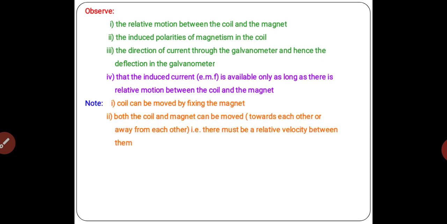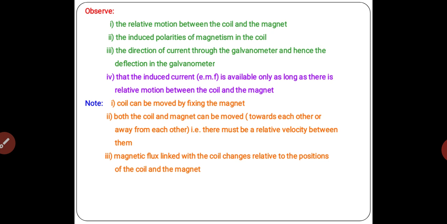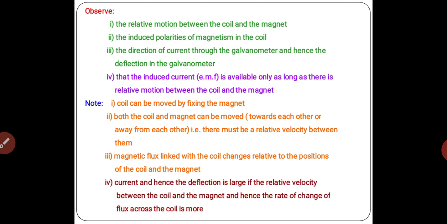The coil can be moved by fixing the magnet, or both coil and magnet can be moved towards each other or away from each other. There must be relative velocity between coil and magnet. Magnetic flux linked with the coil changes relative to the position of the coil and the magnet. Current, and hence deflection, is large if the relative velocity between the coil and magnet, and hence the rate of change in flux across the coil, is more.